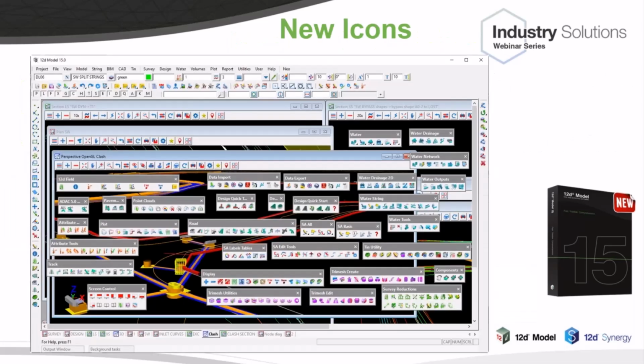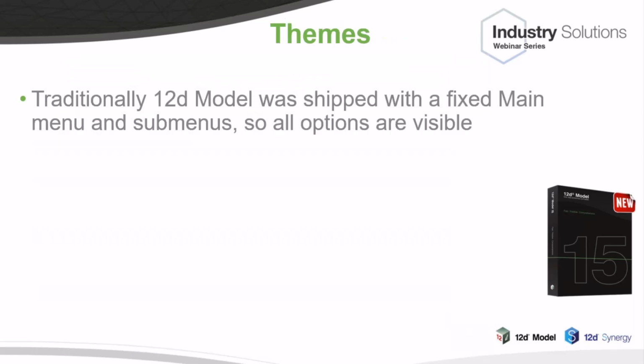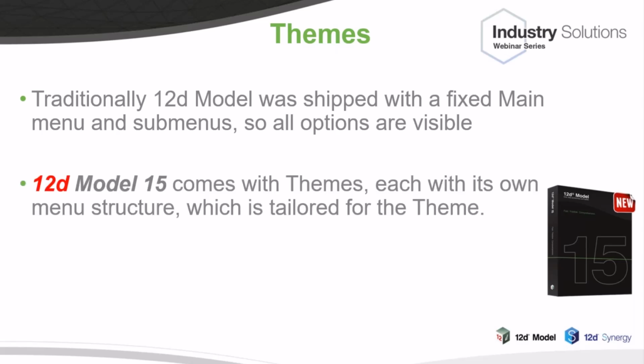Now in 12D Model 15, we have a lot of new icons. Colorful, there's about 3,000 of them. And so you'll see some of those as I go through. Another big thing is traditionally 12D model was shipped with a fixed main menu and sub menus. So all our options were visible at once. People found that a little bit daunting, so we now have what we call themes.